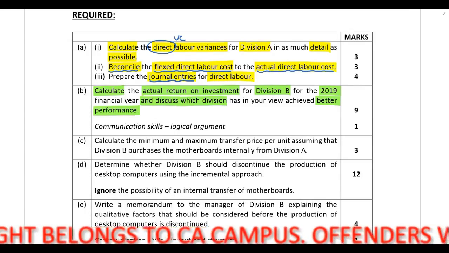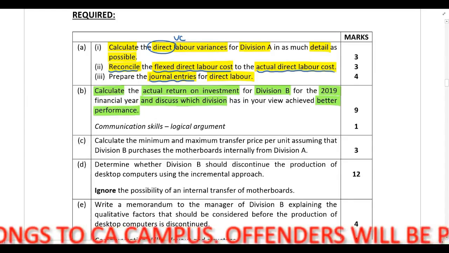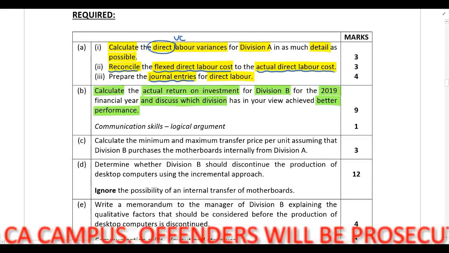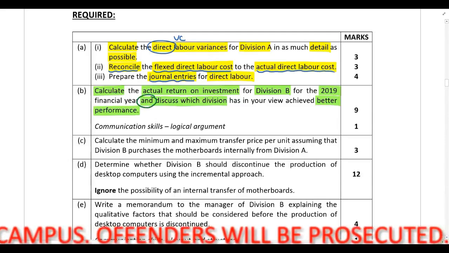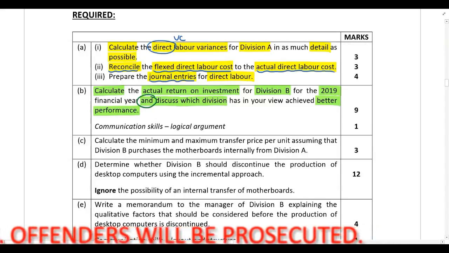All right, guys, so please be careful. There's 2 parts to the required. First, you're going to calculate the actual return on investment for Division B for the 2019 financial year. And then after that, you're going to discuss which division has, in your view, achieved better performance.